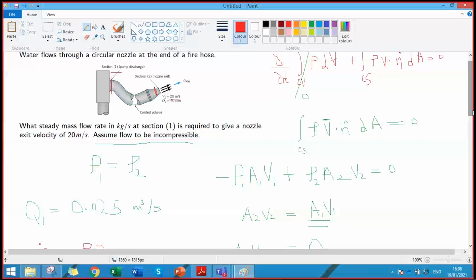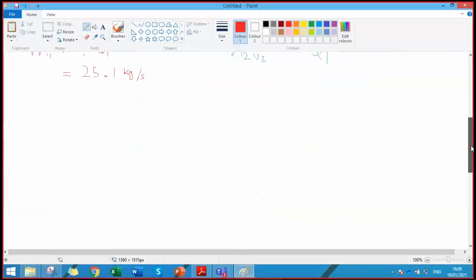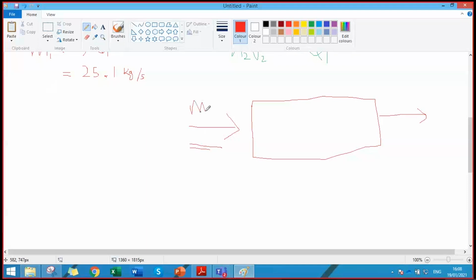What's the first term representing? Let's say this is a control volume. Flow is entering from this side and is leaving from this side. If it's a steady state flow, then according to the continuity equation, this inlet M1 should be equal to M2, right? Yes, sir.